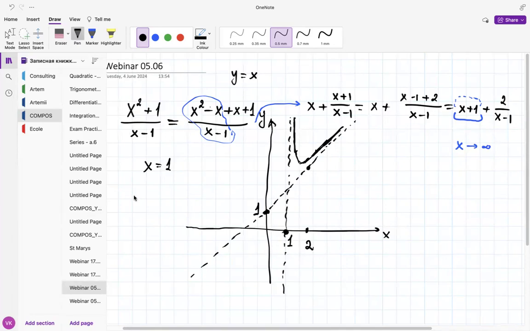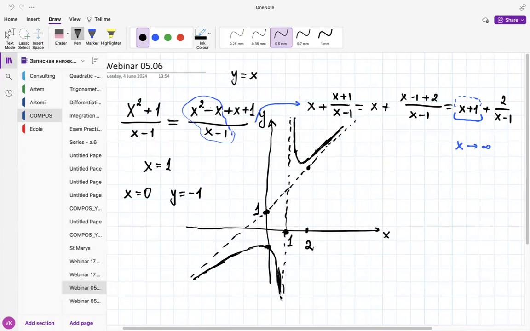How do we get it? As usual, we put x equals 0 into the formula, and we get 1 over minus 1, which leaves us with y equals minus 1. So my other part of the function, the other branch, is here.